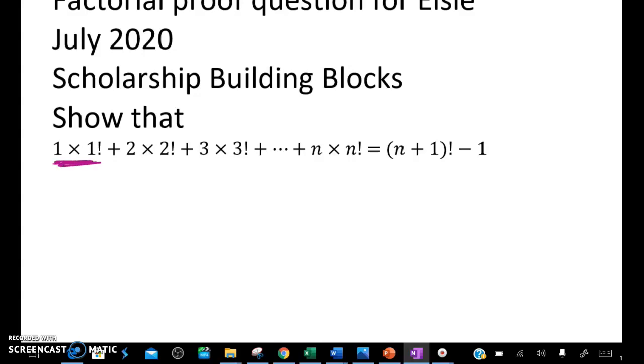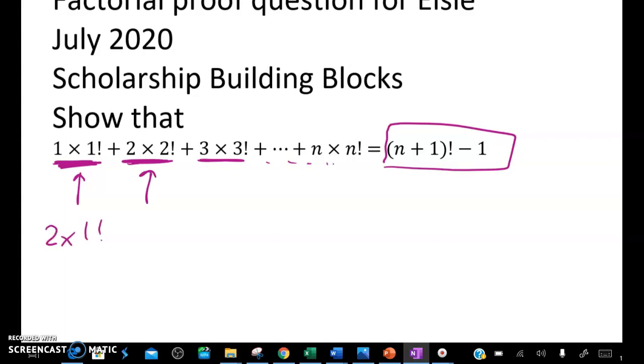So we look at the left-hand side first. We've got 1 times 1 factorial, plus 2 times 2 factorial, plus 3 times 3 factorial, and so on. And we have to show that that equals this very simple expression on the right. So what is stopping this being easier is that I can't simplify 1 times 1 factorial or 2 times 2 factorial. If instead, though, I had 2 times 1 factorial and 3 times 2 factorial, then that would simplify to 2 factorial. This one would simplify to 3 factorial, and so on.